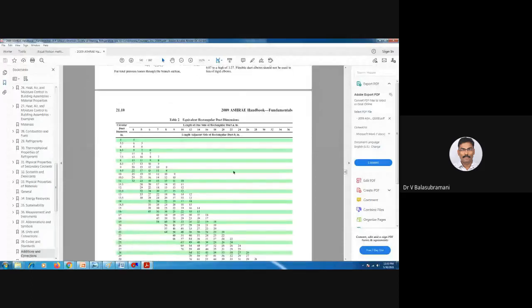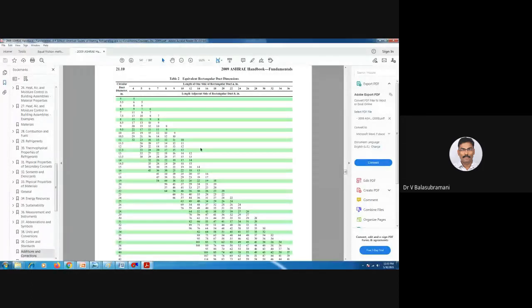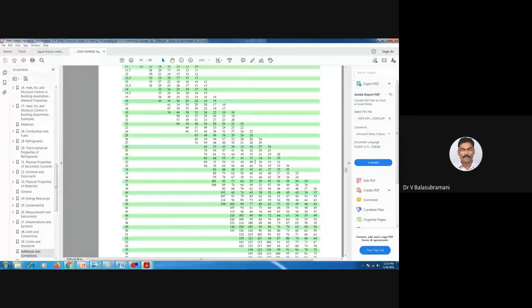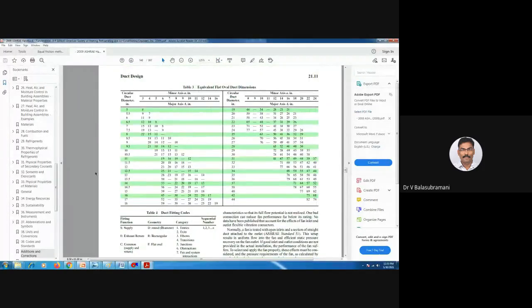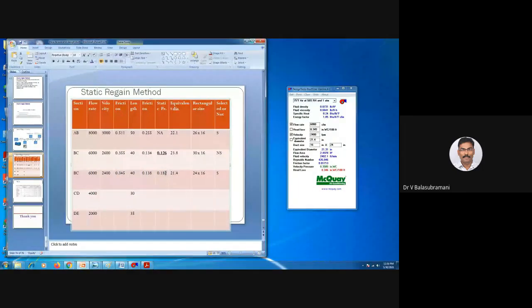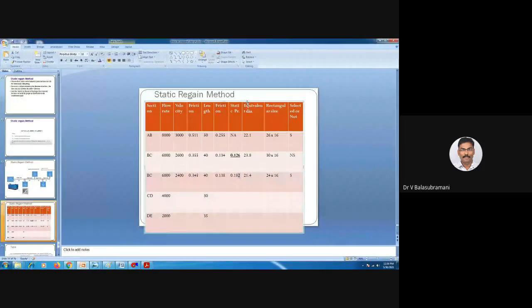And then I saw this table 21.10. You see the equivalent rectangular duct dimensions, similarly equivalent flat oval duct dimensions. Similarly, a lot of information is available in the handbook. Based on the handbook only, I prepared all the presentations, and some material I downloaded from the internet, and I have referred to some YouTube lectures also. So I collected more information.